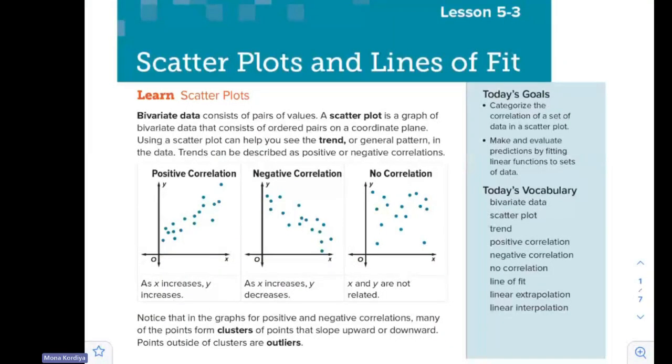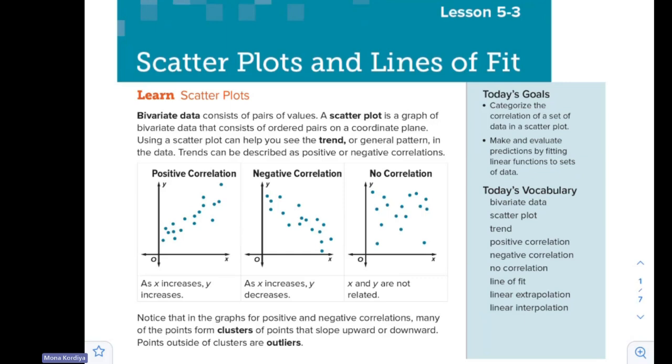Our lesson today is talking about scatter plots and lines of fit. In this lesson, we are going to categorize the correlation of a set of data in a scatter plot and make and evaluate predictions by fitting linear functions to sets of data. What is a scatter plot?